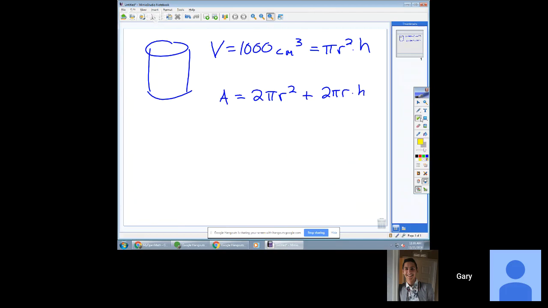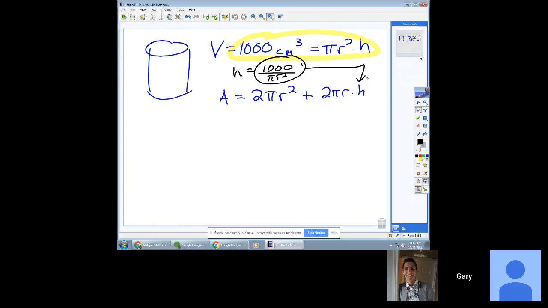We established right at the end of class yesterday that we can solve this for h, for example. We could also solve for r, but I think solving for h is easier. And so then we get h is equal to 1,000 divided by pi r squared. We'll substitute that in for h. Then the area will be just a function of the radius, given that we have this fixed volume. If we didn't have a fixed volume, then we have a multidimensional problem, and we're not going to do that.